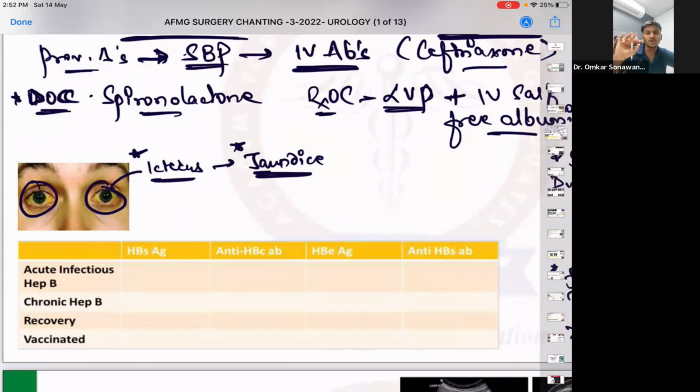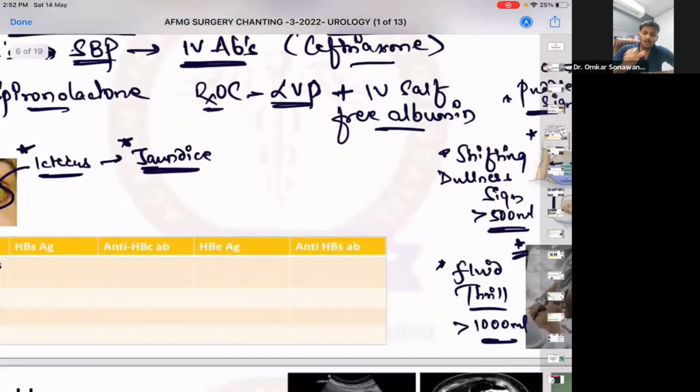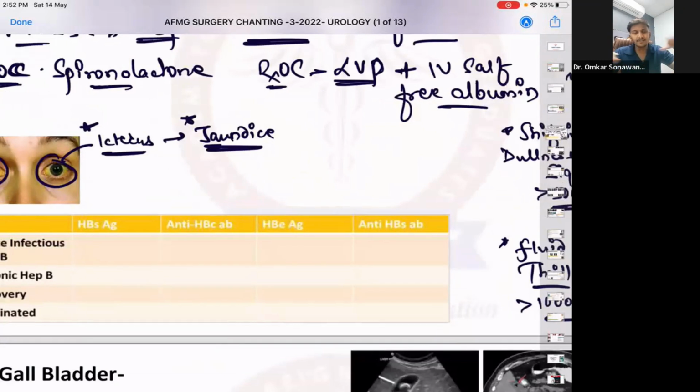As we have discussed about jaundice, there can be various causes: pre-hepatic jaundice, hepatic jaundice, or post-hepatic or obstructive jaundice. I'll just revise it once again. Pre-hepatic jaundice is usually due to hemolytic anemia or any cause of hemolysis, and there would be unconjugated hyperbilirubinemia. Hepatic jaundice means there is some problem in the liver, such as acute viral hepatitis. Here there would be elevated levels of conjugated as well as unconjugated bilirubin.